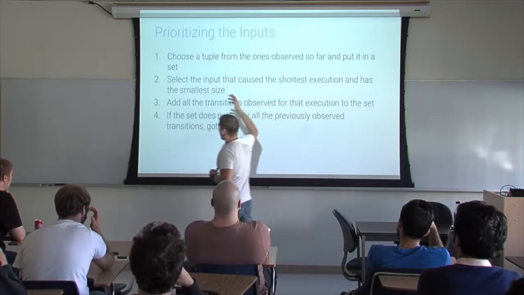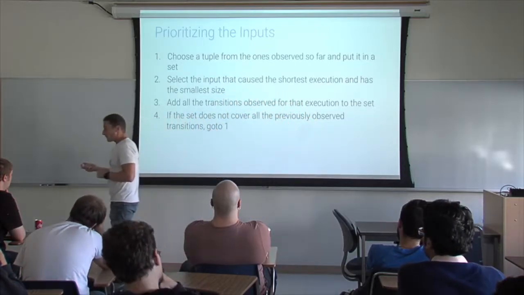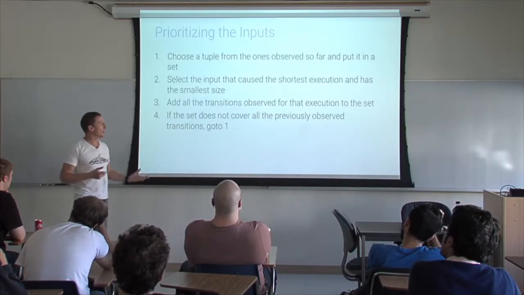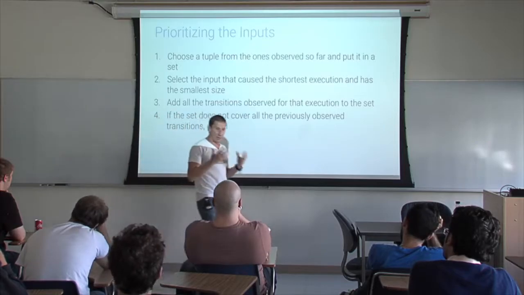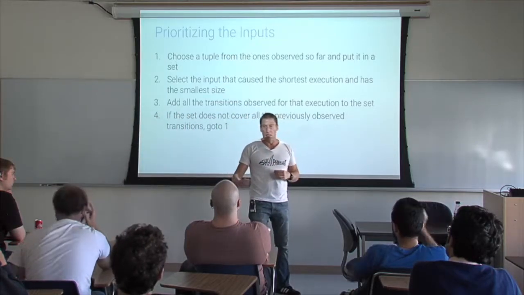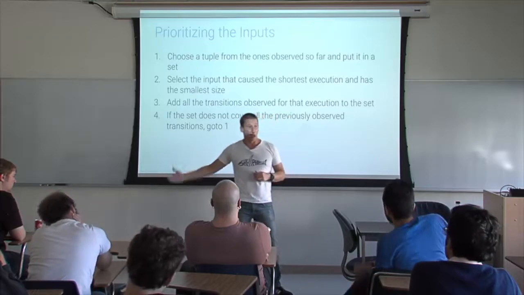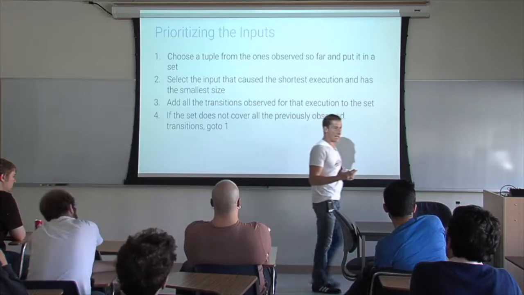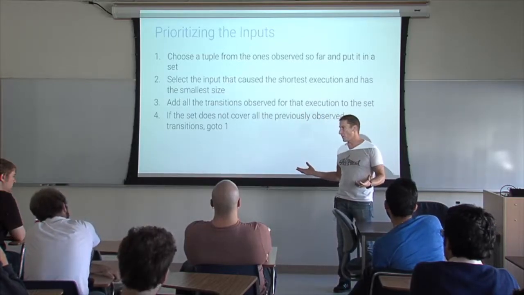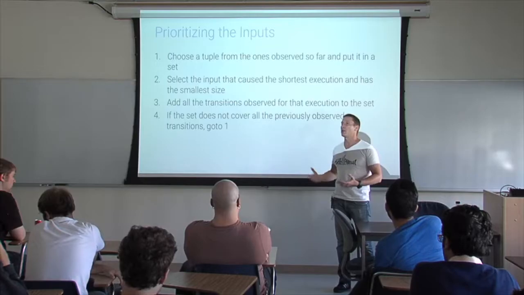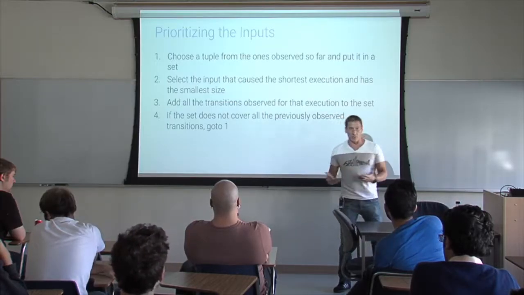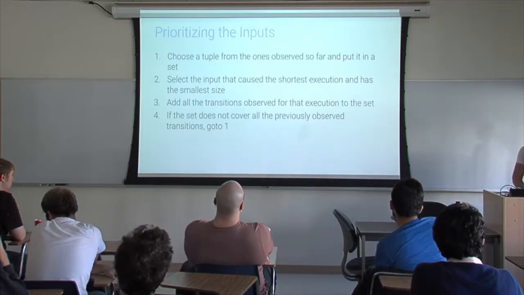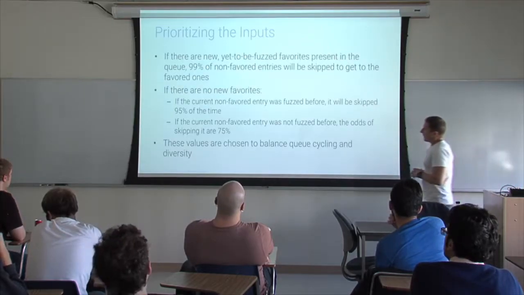So you take a tuple that you observe from the set. You find a file that actually covers the tuple that is optimal with little execution. You put that in. You see what other tuples that file has brought in, and you repeat until you have a test set that covers all the tuples that you have seen so far. And at that point, you start mutating that initial group of files to get the best possible set.